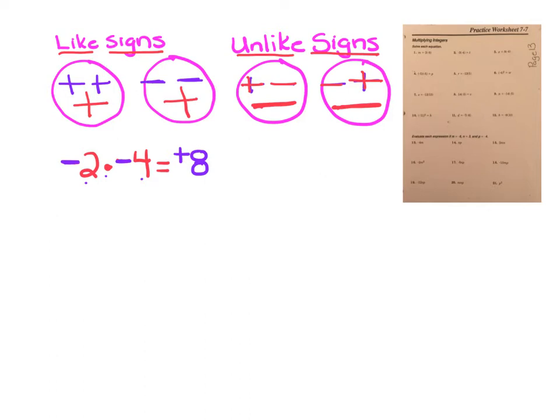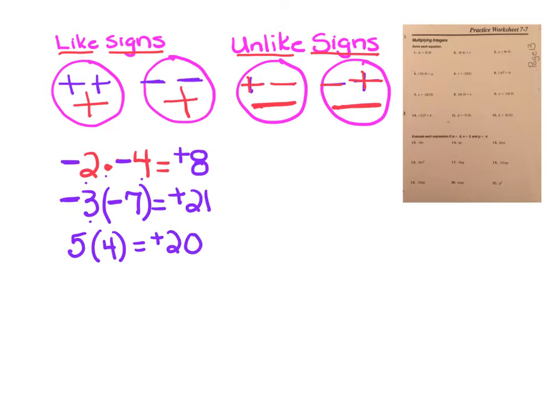Let's try another one. A negative 3 times a negative 7. Again, both signs are negative or like signs. We get a positive 3 times 7 is 21. And of course, when both are positive, like a simple 5 times 4, well, that's a positive times a positive. And of course, we get a positive 20.